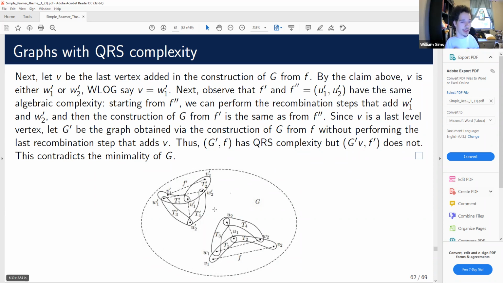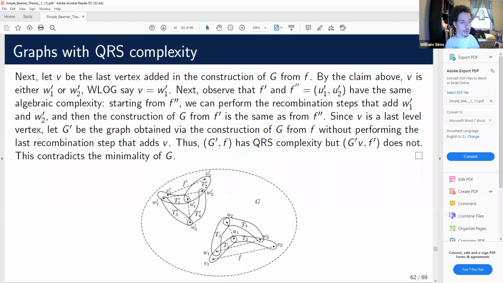Oh, no, okay, we got this. Okay, so f', which is W1', W2', and f'', which we're going to say is this non-edge, u1', u2', have the same algebraic complexity because they're contained in the same 4 cycle.